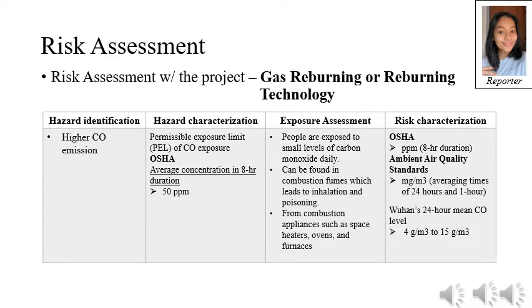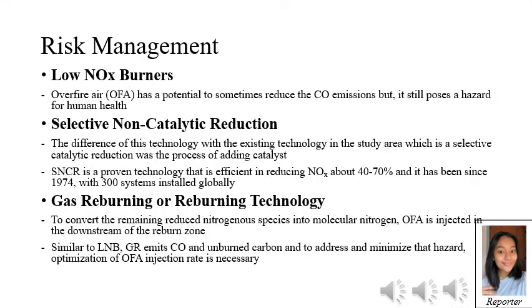The real-time air quality index for Wuhan, China indicates that Wuhan's 24-hour mean CO level is 4 grams per cubic meter to 15 grams per cubic meter. These values exceed the CO level standards given by GB 3095-2012. Low NOx burners can achieve up to 65% NOx reduction with an average of 18% gas heat input.